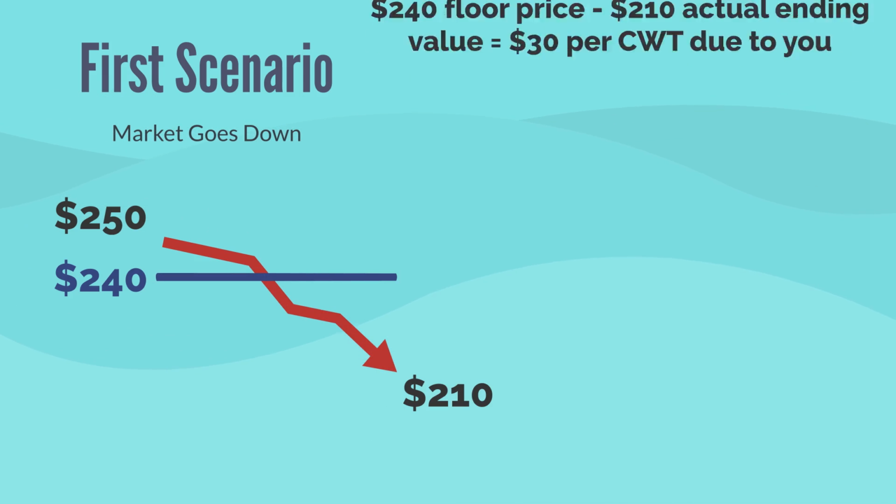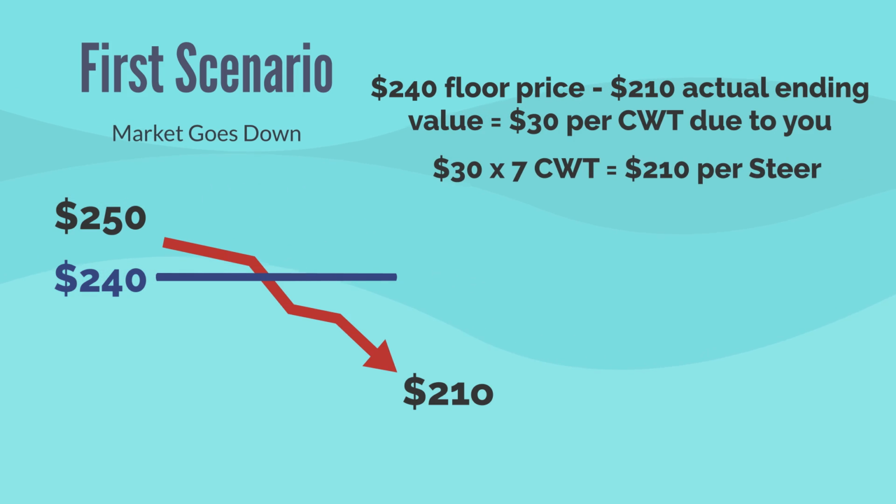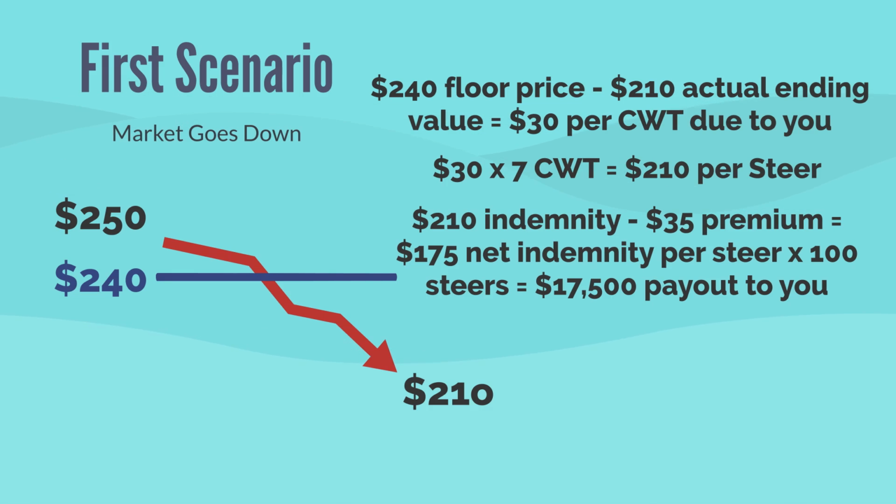We would subtract the cash price from our floor price to determine our insurance payout or indemnity. In this example, the difference is $240 minus $210, a $30 difference. Since we insured 700-pound steers, we would multiply the $30 difference by 7 to arrive at a $210 indemnity per animal. The premium was $35 per steer. In this example, the $210 indemnity minus the $35 premium results in a $175 net indemnity per animal. That $175 indemnity multiplied by 100 steers equals a $17,500 payout.